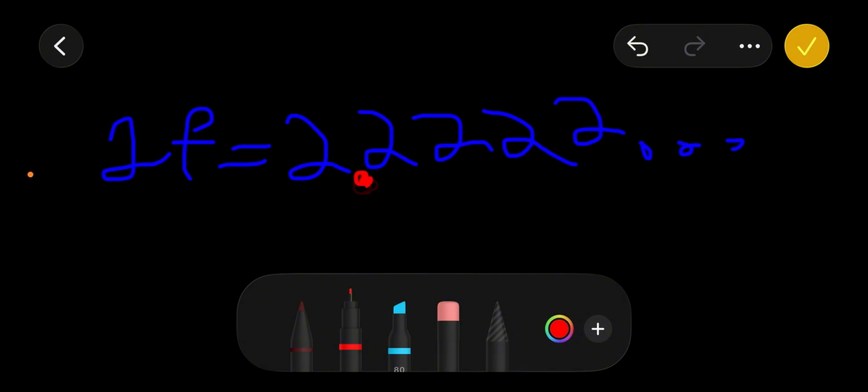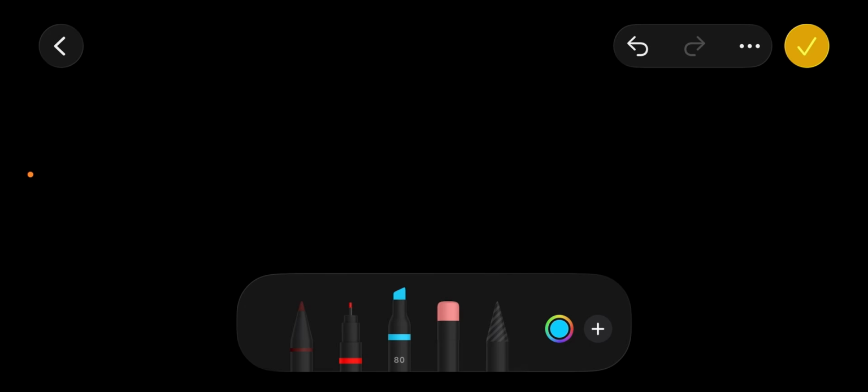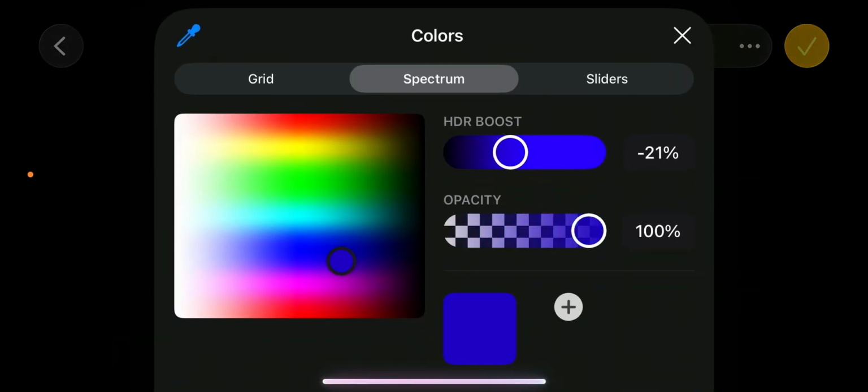We cannot add a decimal, or else this will be the same as 2.2 vinculum. A vinculum is just a bar to show something is repeating, but that's not what we want to do. Rule of P is to actually show something is infinite. For example, I'm going to choose a different color.